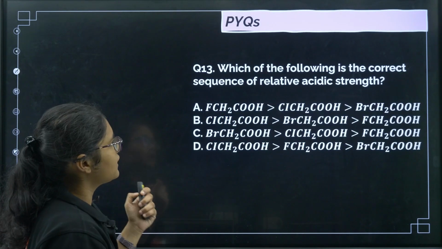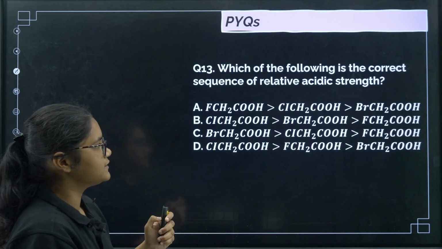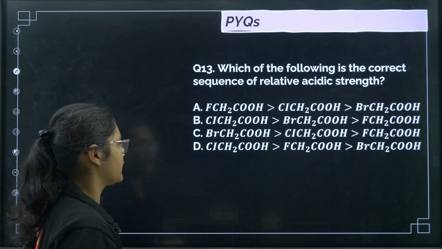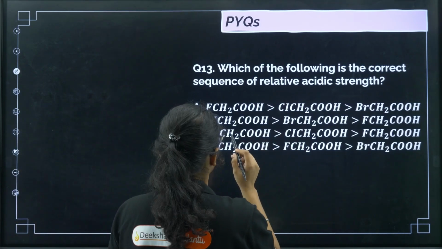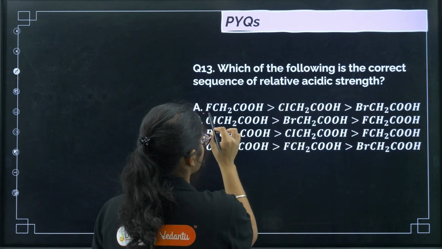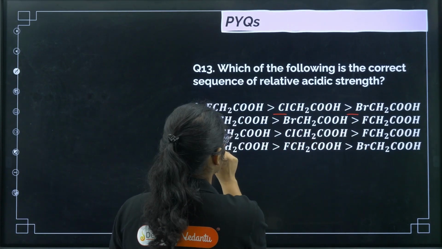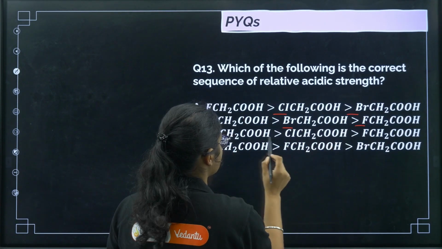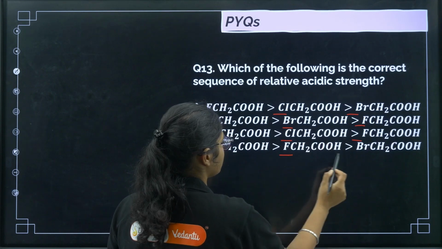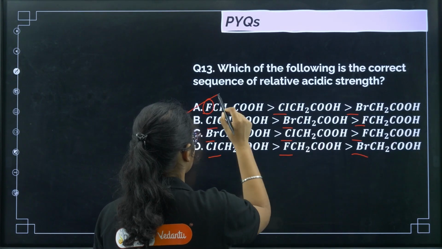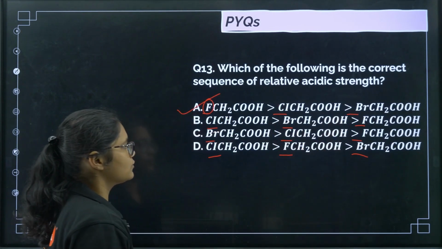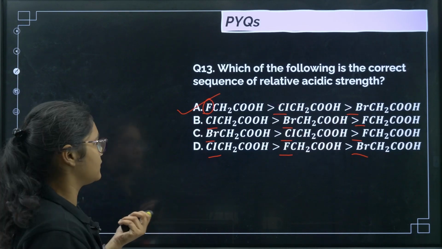Next, which one of the following is the correct sequence of relative acidic strength? Again acidic strength, so you have electron withdrawing groups here. You have fluorine, chlorine, bromine. Here you have chlorine, bromine, fluorine; bromine, chlorine, fluorine; chlorine, fluorine, bromine. Fluorine is more electronegative than chlorine, then bromine. So the correct answer is option A here.